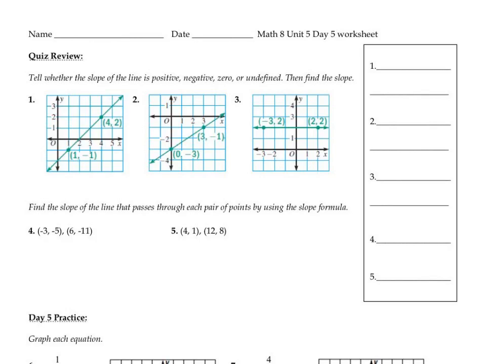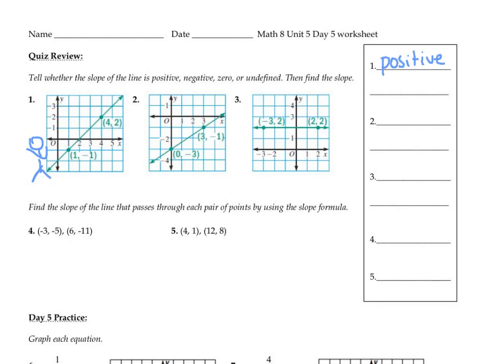So looking at number 1, my directions say to tell whether the slope of the line is positive, negative, 0, or undefined. So I see that if I'm standing at the left-hand side, it's going uphill from left to right, so that is a positive slope.